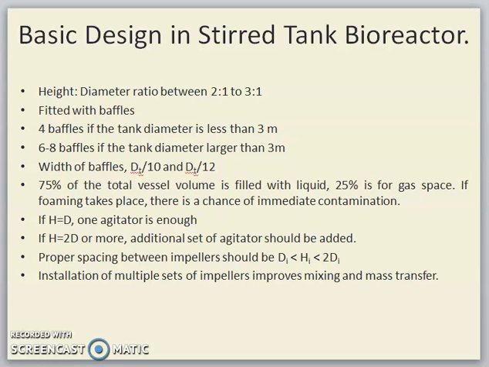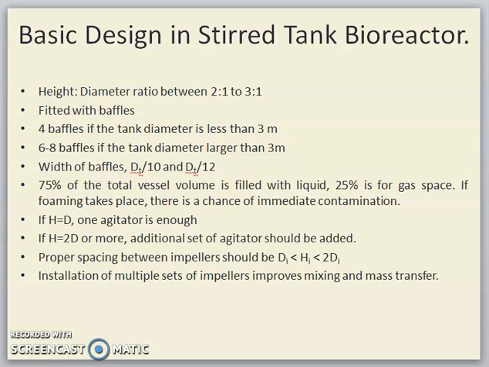Okay, and the bioreactor needs to be fitted with baffles. The number of baffles required is based on the size of the vessel, the tank. If you have a tank smaller than 3 meters, then you require 4 baffles, and if you have larger than 3 meters, then you need 6 to 8 baffles. The width of the baffle can be designed using the ratio of DT, the diameter of the tank, over 10, and DT over 12.